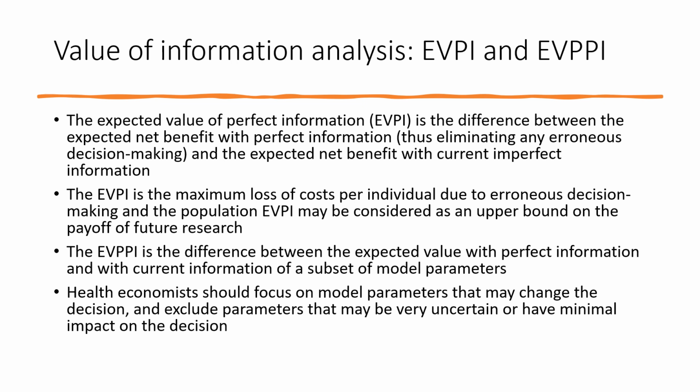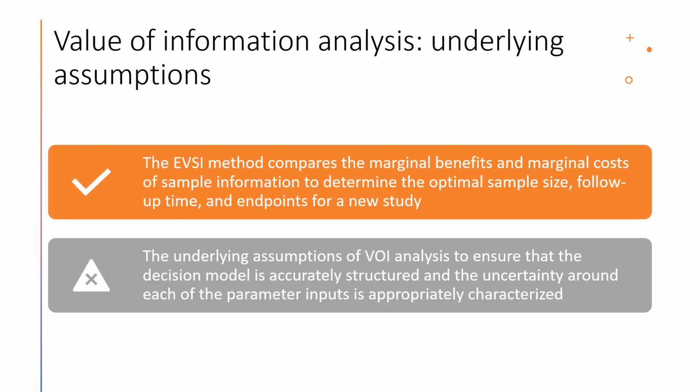While the EVPI suggests that future research may be worthwhile, health economists may use the expected value of partial perfect information, EVPPI, to identify which uncertain parameters should be explored. The population EVPI and EVPPI provide the necessary condition for conducting further research, and the expected value of sample information, EVSI, may be used to establish a sufficient condition for further research.